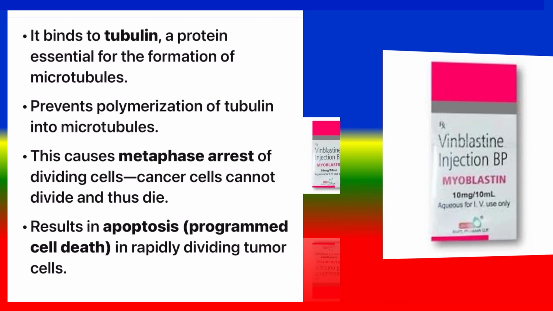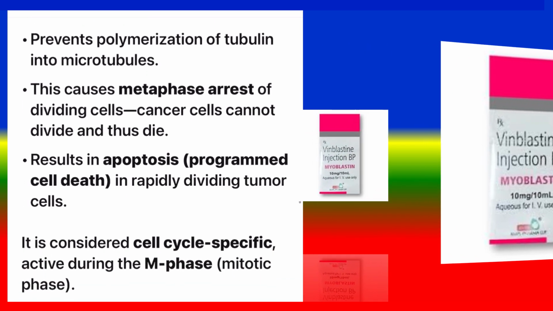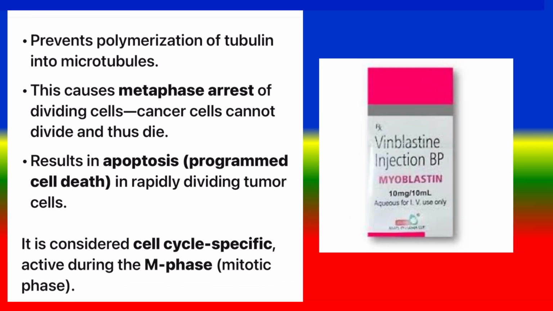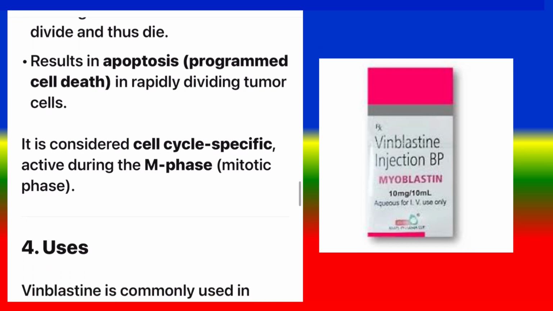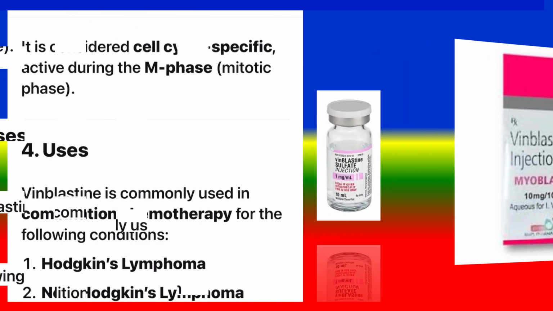This causes metaphase arrest of dividing cells. Cancer cells cannot divide and thus die. Results in apoptosis, programmed cell death, in rapidly dividing tumor cells. It is considered cell cycle specific, active during the M phase, mitotic phase.